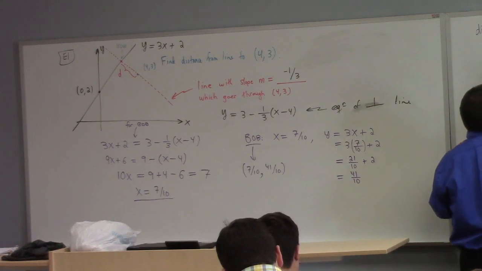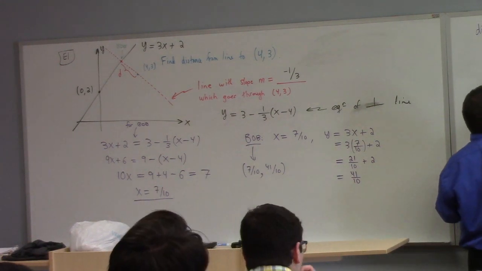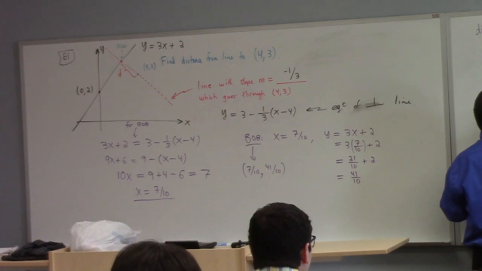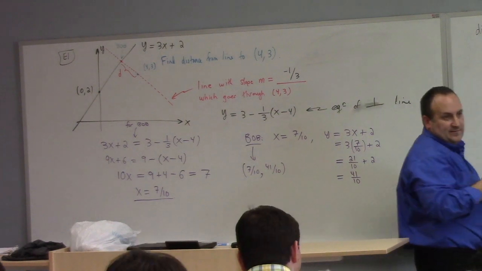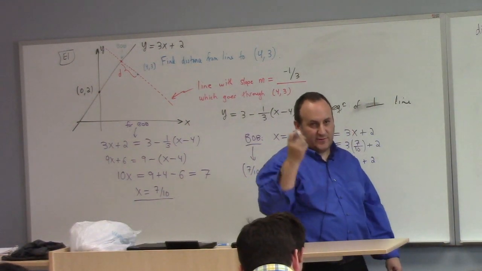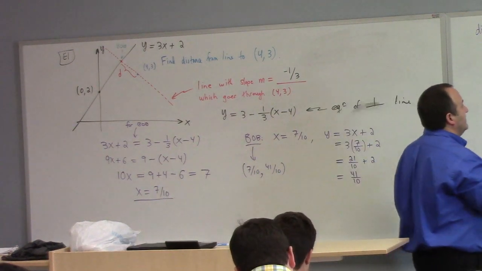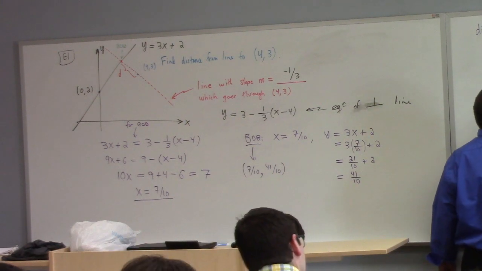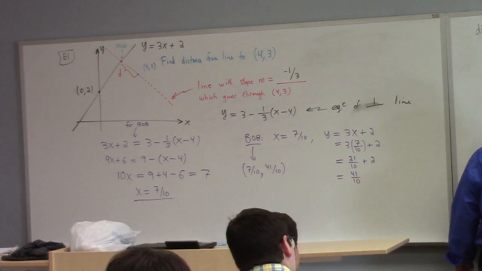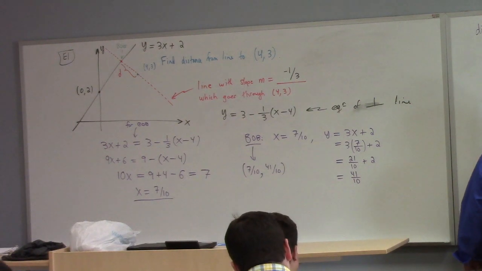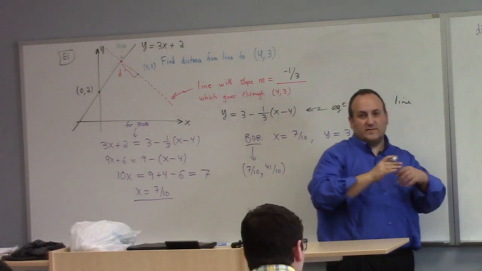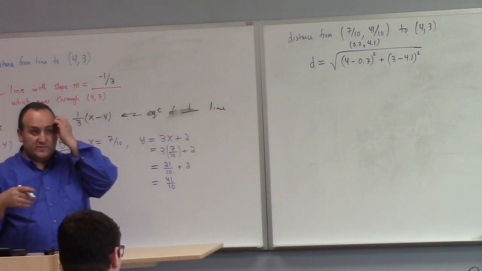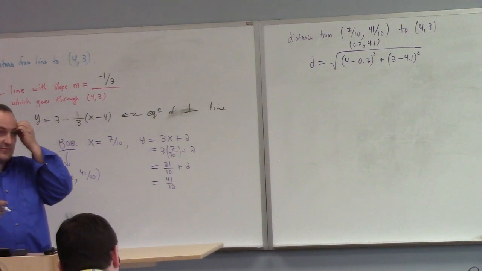Why am I doing these fractions? This is dumb. Come on, guys. This is 0.7, 4.1, right? You feel better with me writing that? Two less fractions in the world. It's a good thing. So 4 minus 0.7 squared plus 3 minus 4.1 squared. This is the distance formula. The difference in the x, then you square it, plus the difference in the y squared. Add them together, square root of all that. This is the distance formula, right?